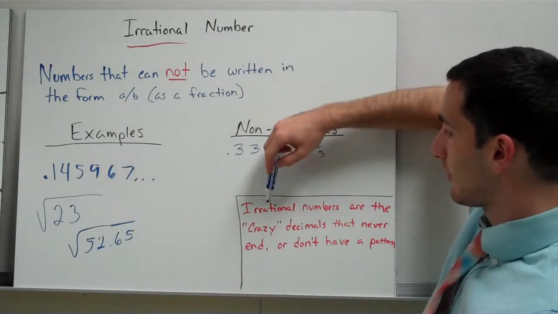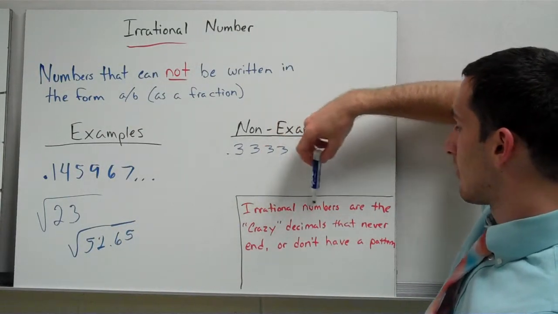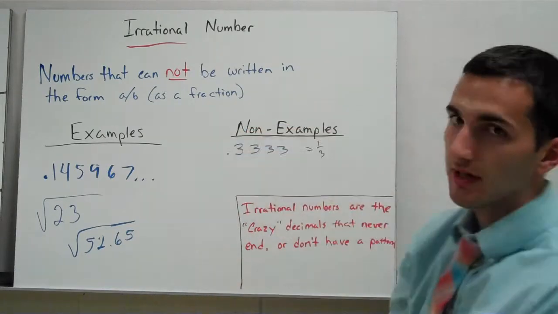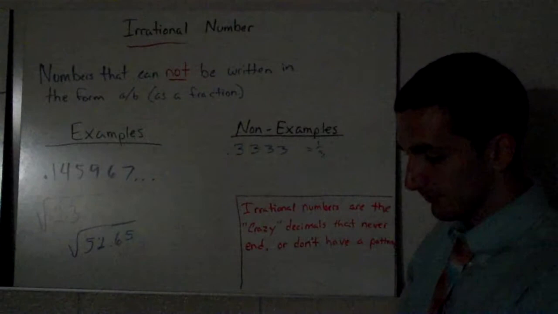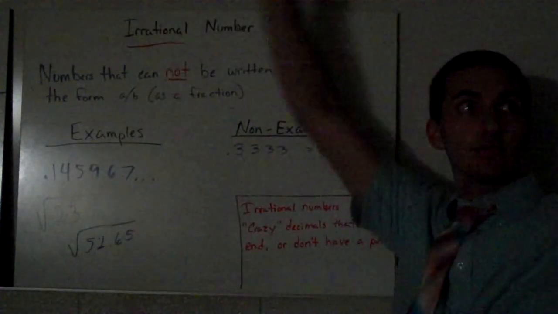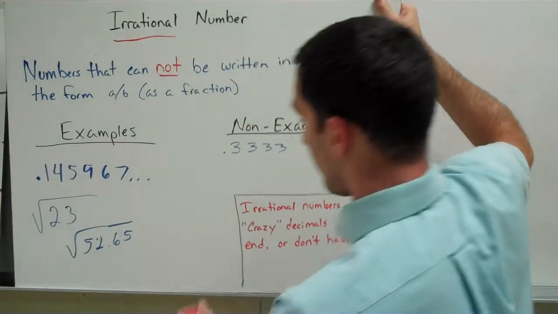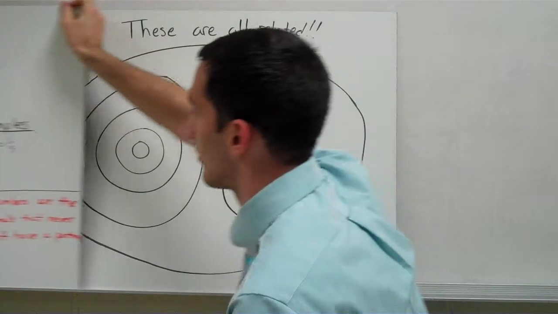And you can see that right here. You need to write this down. Irrational numbers are the crazy decimals that never end or don't have a pattern. Sorry about that. The lights in this classroom go off too quickly.